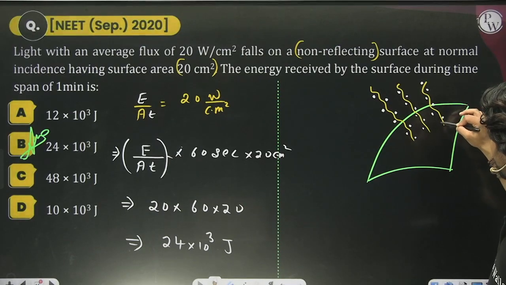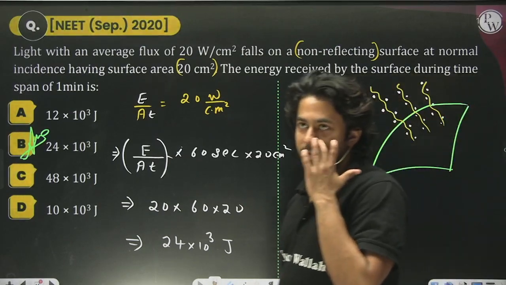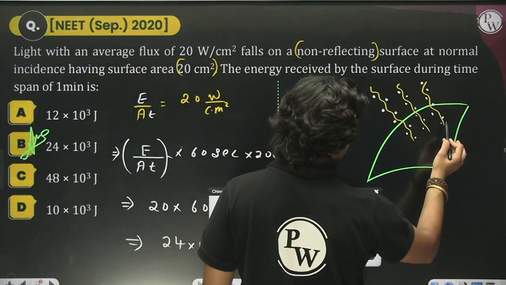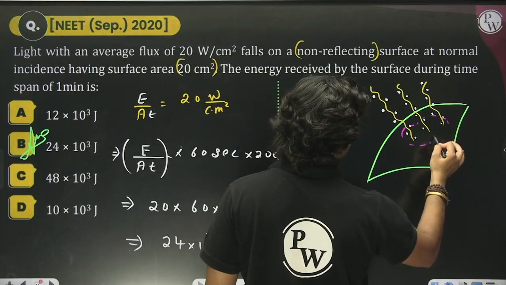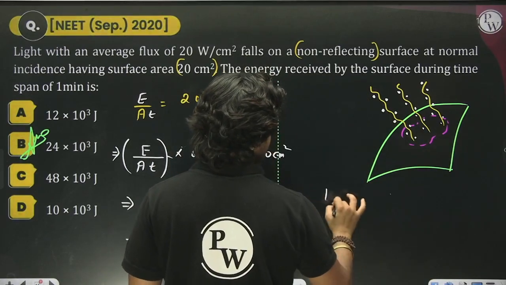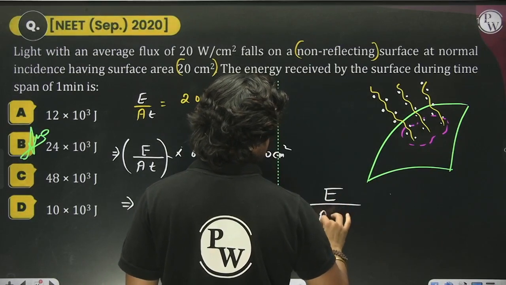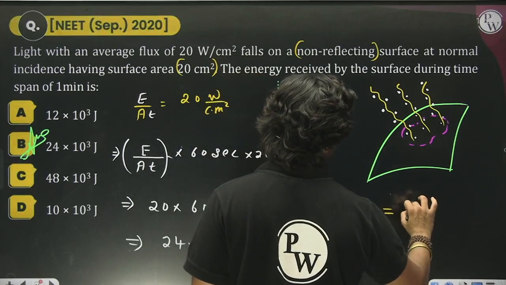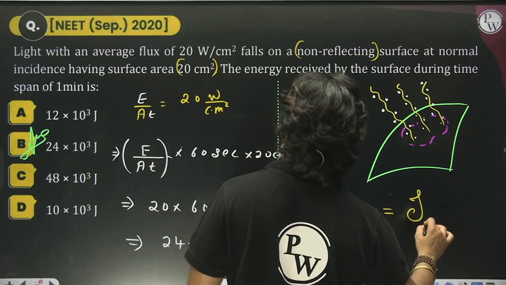Okay, light is falling means some photons are falling. So how much energy is falling per unit area per unit time? This is what we call the intensity or the energy flux.